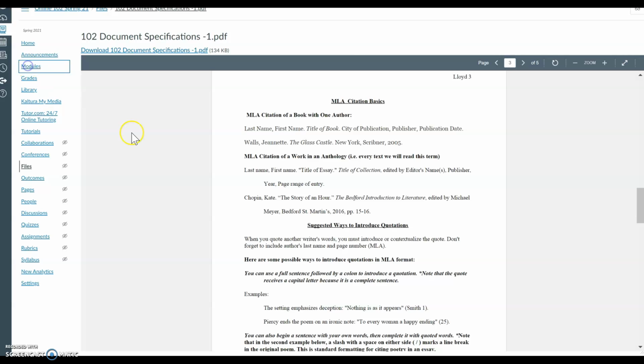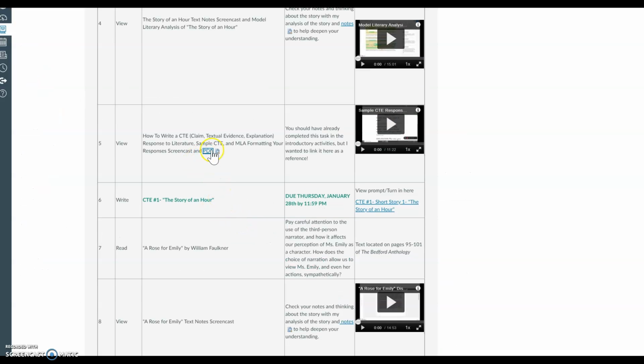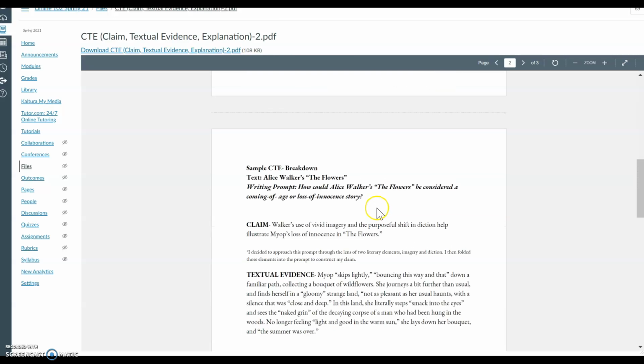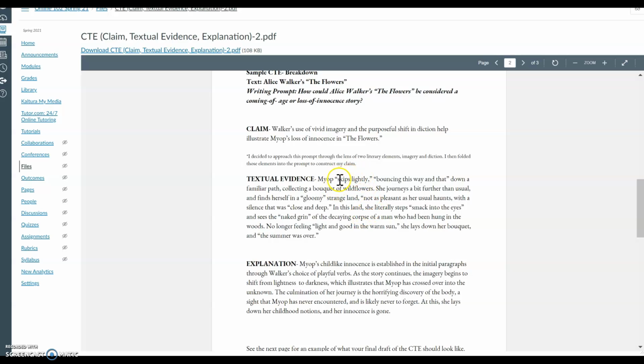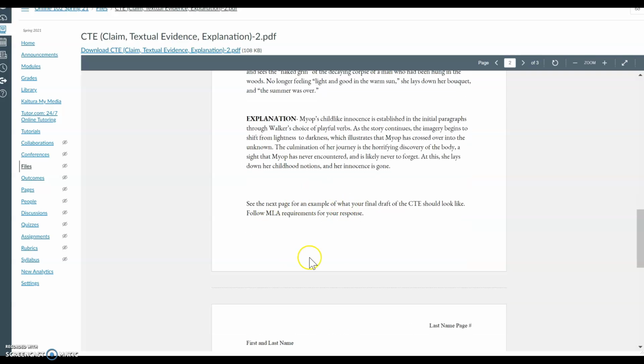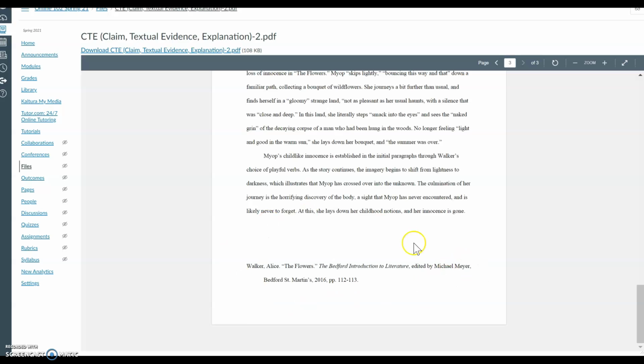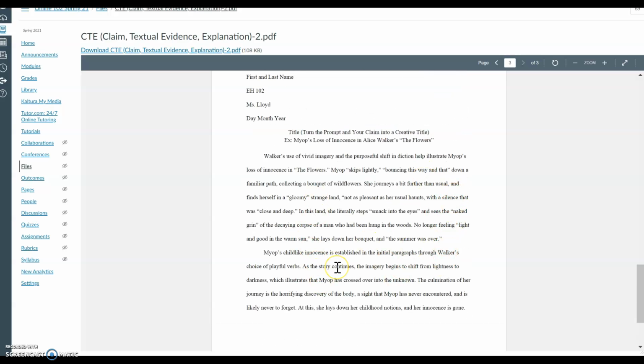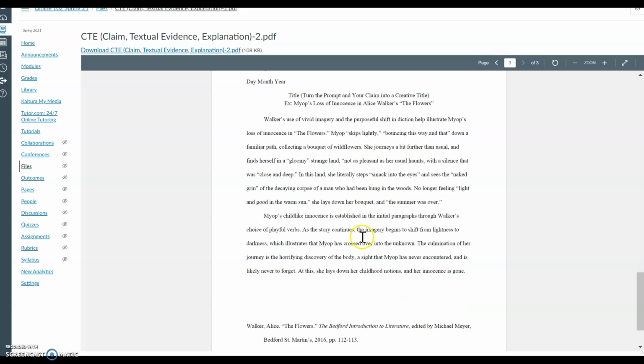Because on your short stories here, on your CTE, you don't have to introduce your quotes. You'll notice that I am just dropping it in as spoken text here and there, where I'm not just doing whole lines of quotes. Because we're using just one text, in this one particular case the story of an hour, you don't have to include all those page numbers and stuff just for the CTE. We'll work on that a little bit more when we do your paper.